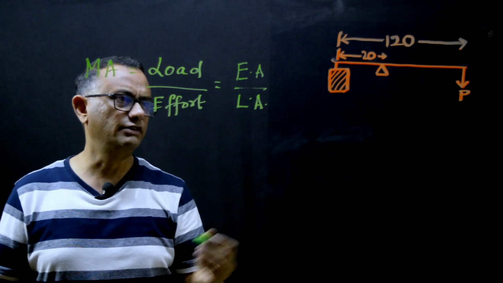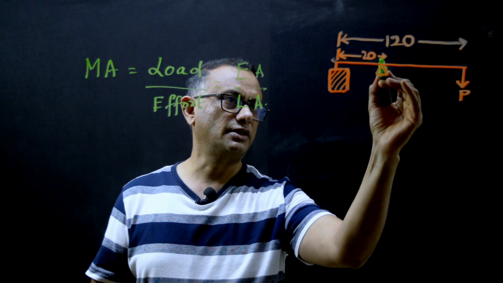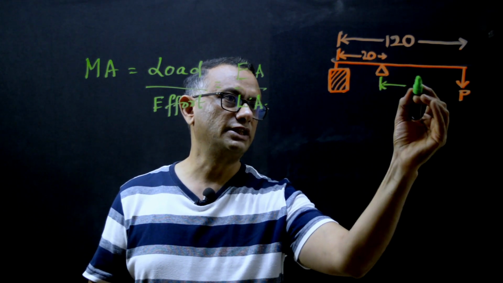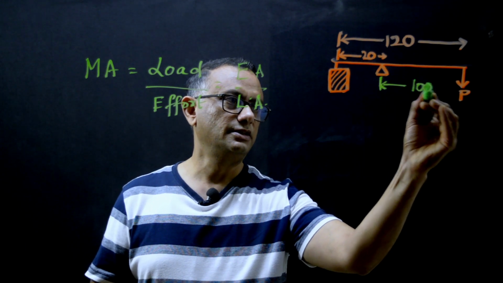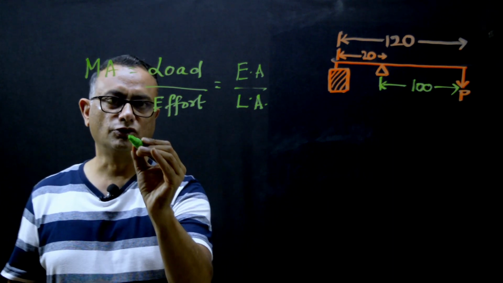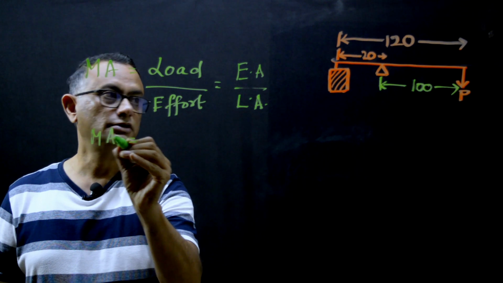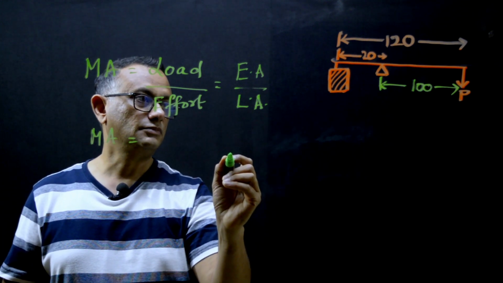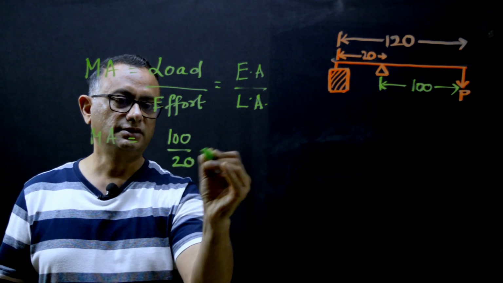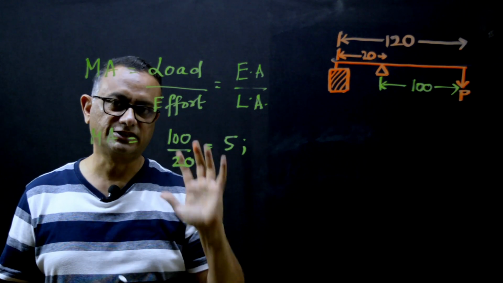Now in a class 1 lever, the effort arm is going to be this particular distance, which we can compute as 120 minus 20, which is 100, and our load arm is 20, okay? So we can say that mechanical advantage MA is equal to the effort arm 100 divided by the load arm 20, which is 5. So the mechanical advantage of this system is 5.